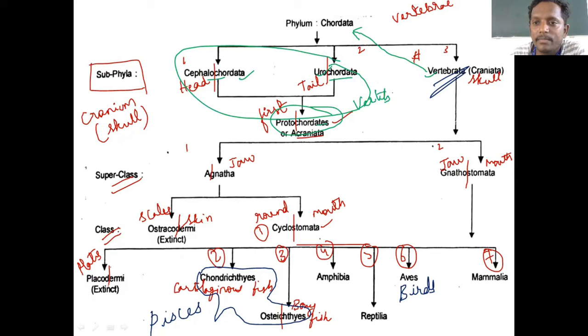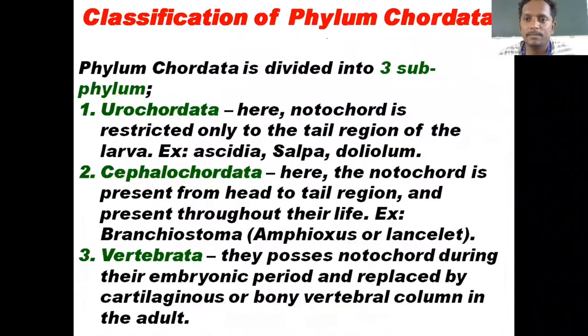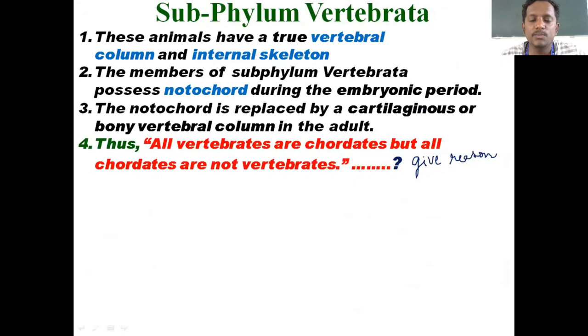column. So now again I will repeat that sentence. All vertebrates are chordates. Yes, because vertebrates, all of them are chordates. But all chordates are not vertebrates because, especially this region, if you see, they do not possess vertebral columns, so they are not vertebrates. Hope this point is very much clear. Okay, this fourth point is very much clear for you now.